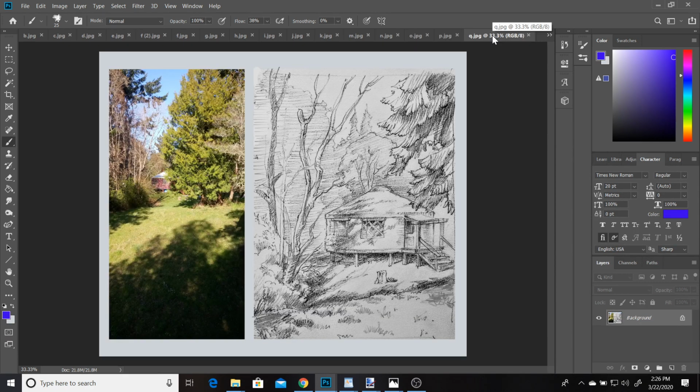So this is a drawing that I did at my house. And this is from my studio looking towards the yurt that we have in the backyard. And this is composing an area that's about like this. That's about the area that you're seeing here.